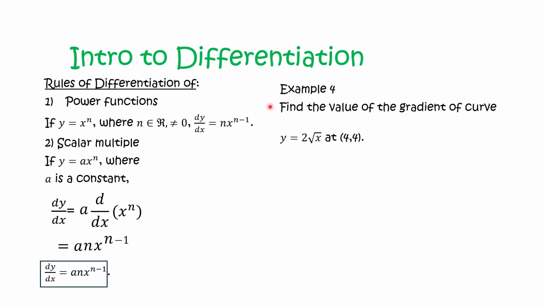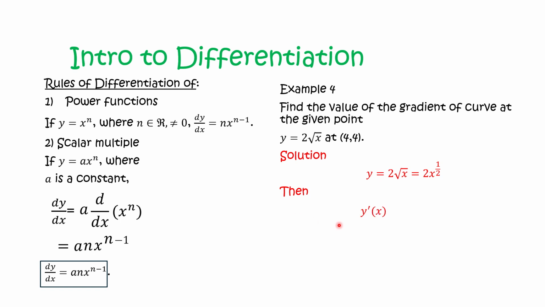So find the value of the gradient of the curve at the given point. So we have y is equal to 2 root x at 4. So the point here is 4. Right, solution. We are going to simplify this to 2x to the power half from the laws of indices.